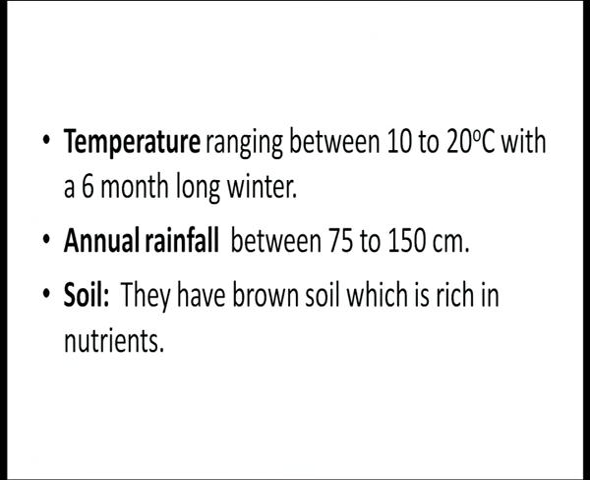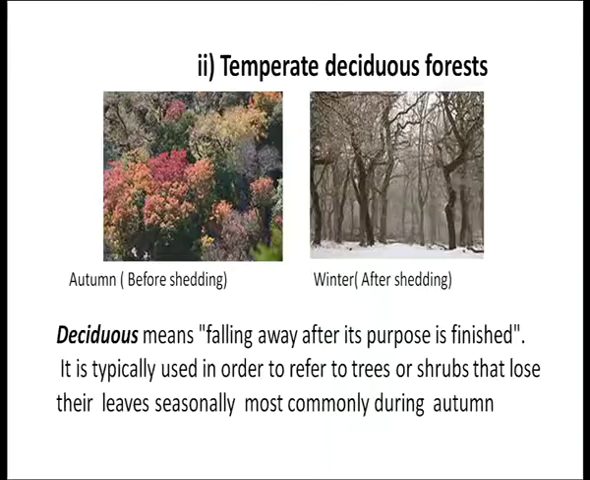The soils are rich in nutrients and they are brown in color. The word deciduous is derived from falling away after the purpose is finished. It is typically used to refer to the trees or the shrubs that lose their leaves seasonally, most commonly during the autumn season. As you can see in this figure, on one side it is in full bloom and on the other side the leaves are shed by the plants.